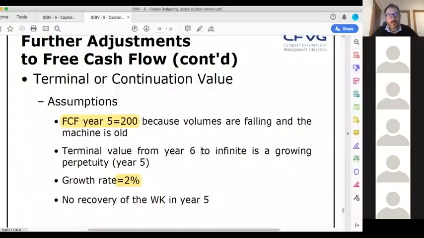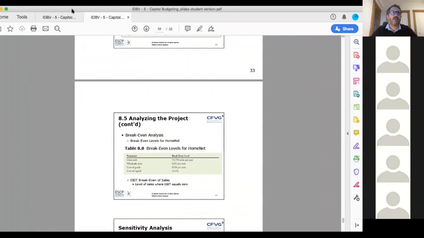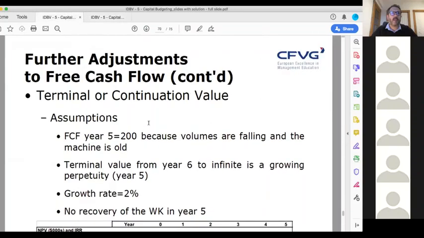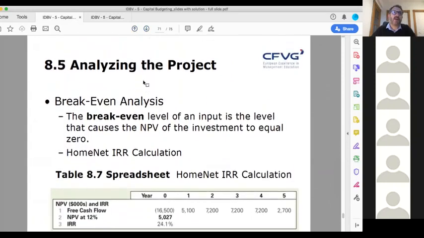Okay. Coming back to the slides. So we finished with this terminal or continuation value. Basically what we discussed today is how we can take into account the end of the project. So we consider that we can sell the machine, or we consider a terminal value that could be a growing perpetuity or a growing annuity. Okay, so please keep that in mind.